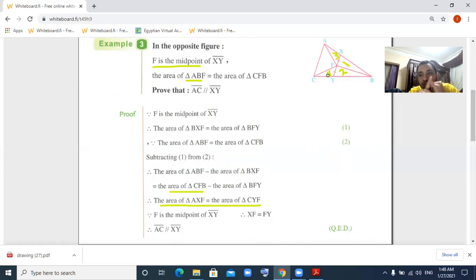Now I have two triangles equal in area. This is not enough. They must have a common base or equal bases. In this case, they have equal bases: XF is equal to YF. So from the two pieces of information, I have that the line AC is parallel to the line XY.